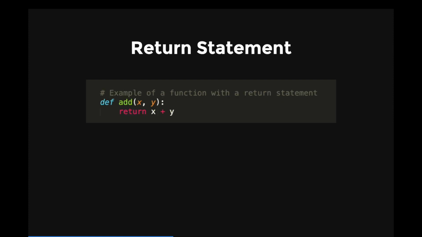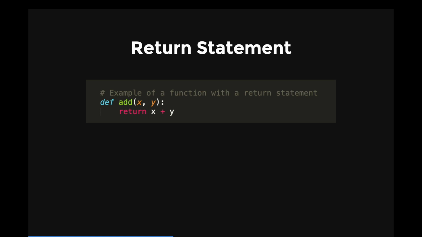Return statement. Functions in Python can optionally return a value using the return statement. This allows the function to compute a result and pass it back to the caller. So in this particular case, let's say I'm calling the function add and passing it two values, it will return, not print.